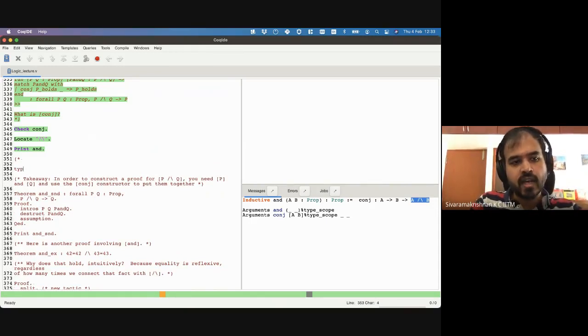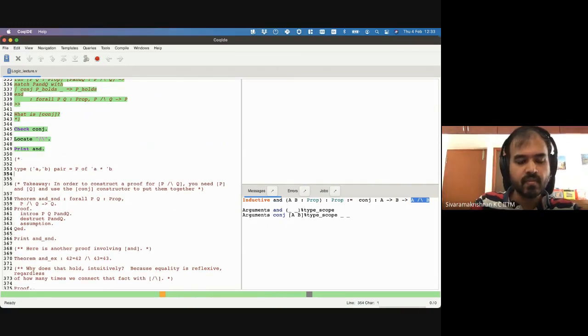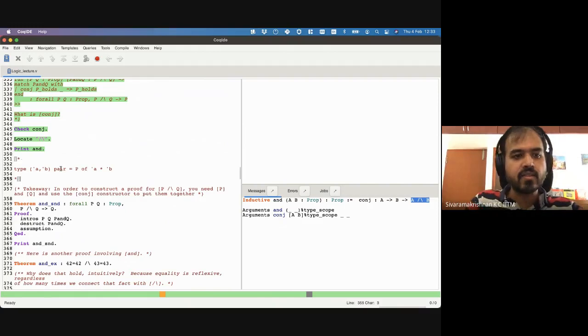So sorry, the type would be pair is P of star B, right? So I'm constructing a pair here with two values, alpha and beta, and that is what is happening here as well. I mean, the syntax is a bit different. Of course, you can name this pair as an and this P as a conj, right?